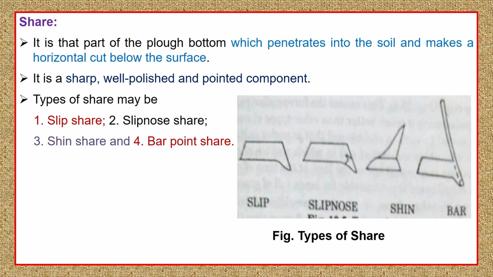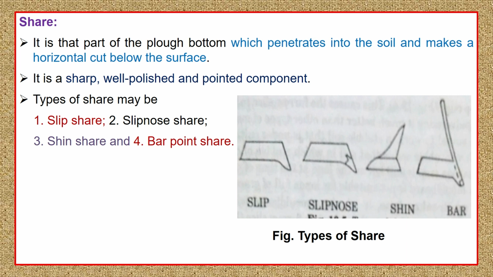Shear, as I was saying, is the part of the plough bottom which penetrates into the soil first and makes a horizontal cut below the surface, and till that depth where it cuts the soil horizontally from the ground surface, that whole depth of soil mass will be lifted up later. Since it is the part going to cut the soil, it comes with a sharp and well polished pointed part. And there are 4 types of shears available in the market, namely slip shear, slip nose shear, shin shear, and bar point shear.